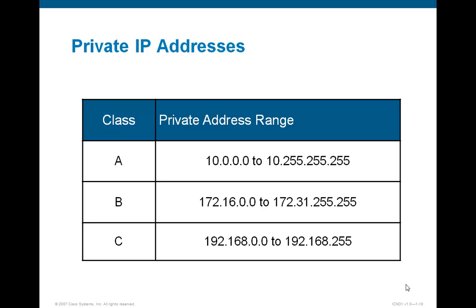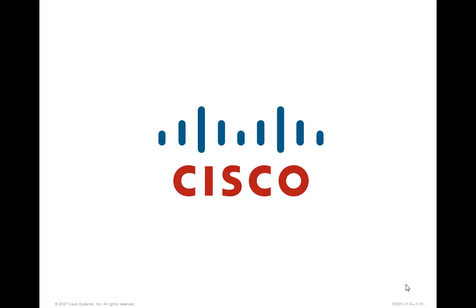Private IP address group is used privately and internally, for example, a local area network address in the LAN. Class A, this is the private range, 10.0.0 network until 10.255.255 network. Then class B, 172.16 range until 172.31 range. Class C will be 192.168.0 until 192.168.255 range.